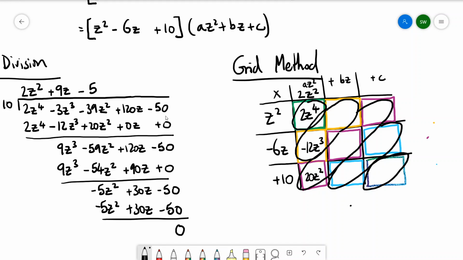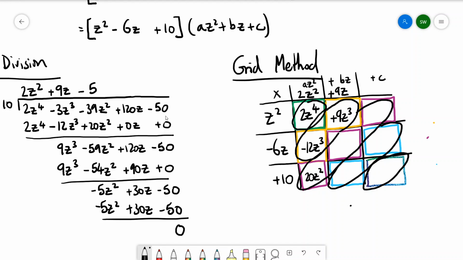And then with these yellow boxes, we're going to have our z cubed terms. We want minus 3z cubed, so we're going to have to add on 9z cubed to the minus 12 in order to get minus 3z cubed. So that must mean that we need a plus 9z there, to make sure that we get 9z cubed in that box.